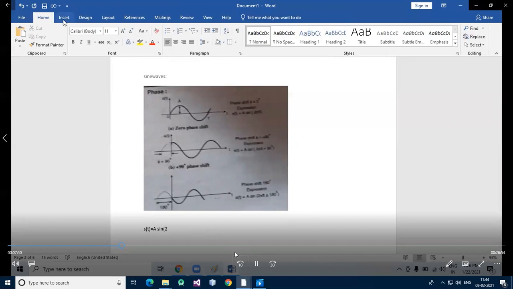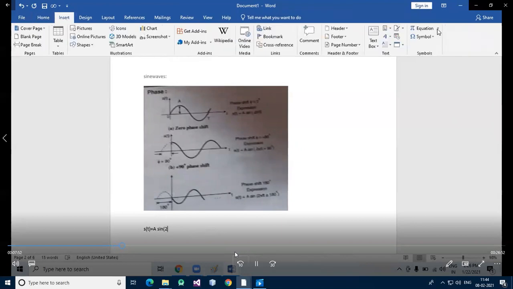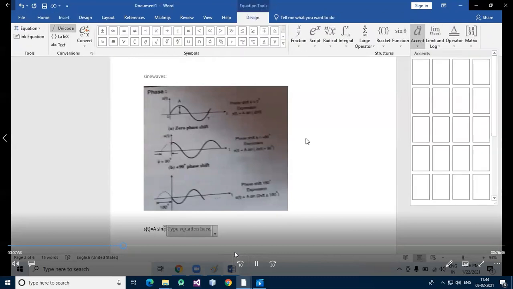Let's go to the symbol here. We require this area in this one. Just one minute.